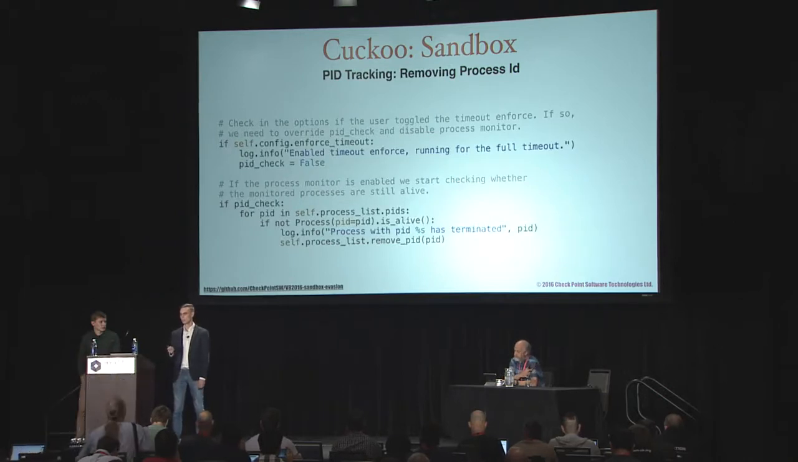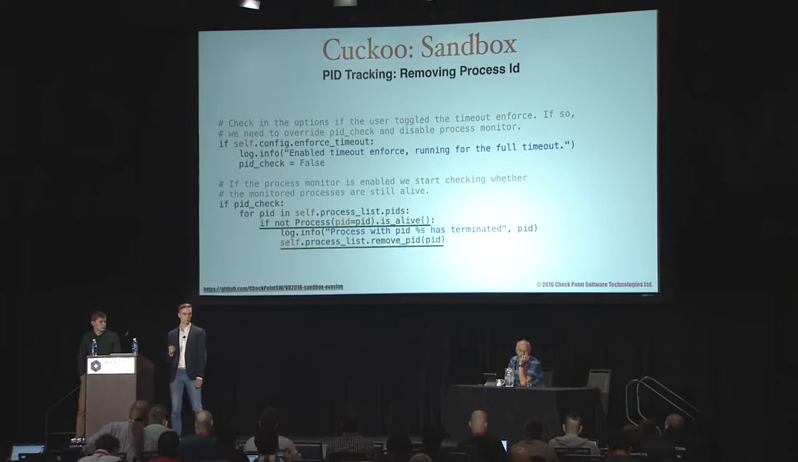As the PIDs are added to the process list, they should be removed somewhere as well. The analyzer checks if the process is still alive, and if it's not, then it removes the PID from the process list. However, this branch will be executed only when PID check equals true. But if we force it to be false, then this branch will never be executed, so no PIDs will be deleted from the process list. We can easily force PID check to be false by specifying a first timeout argument to Cuckoo.